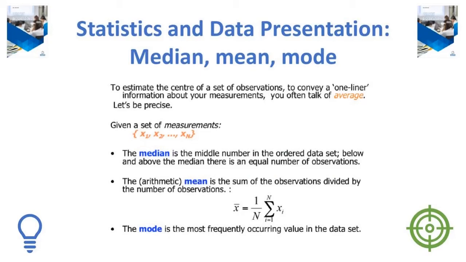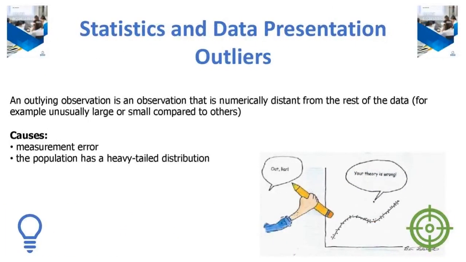So let's talk a little bit about some of these measures, starting with the median, the mean, and the mode. These are, of course, ways to estimate the center of a set of observations, to convey that one-liner information about your measurements. We often talk, don't we, about averages. So what do these actually mean? And you can reuse this information, you can share this information with students, with colleagues, definitions of these different attributes of your data as we get started.